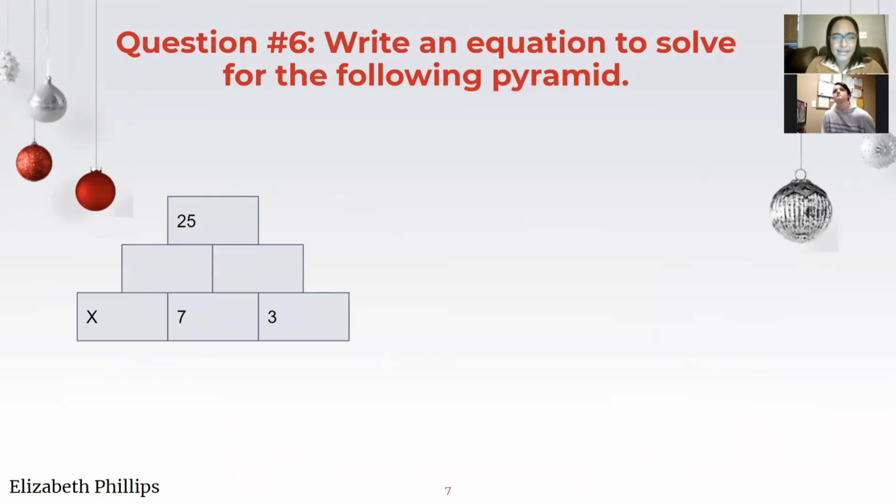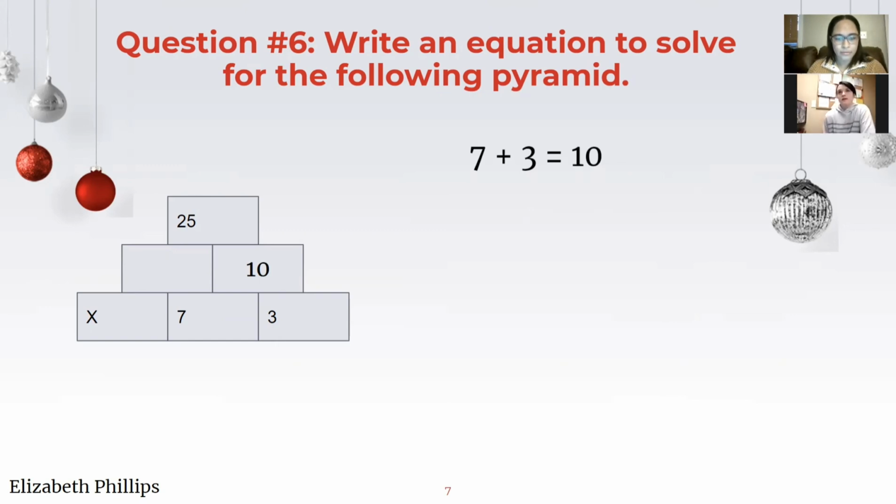Okay, question 6. Write an equation to solve for the following pyramid. When we go to look at our pyramid, we'll notice that we have an X in there. We're going to want to solve for all the blanks, but we're really looking for our X. So the best way we can start out this pyramid is by looking for the number above 7 and 3. So we're going to set up an equation with 7 plus 3. And when we add those numbers together, we're going to get the number 10, which is going to go in that blank spot. Well, now we need to find the number under 25 right next to 10.